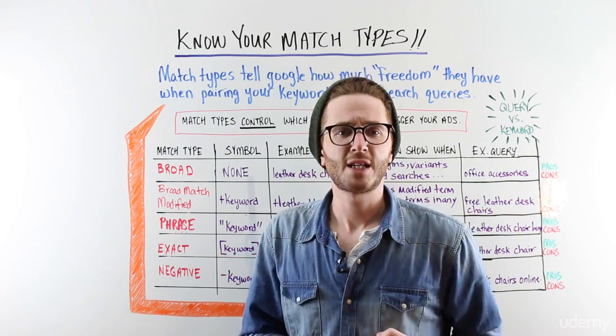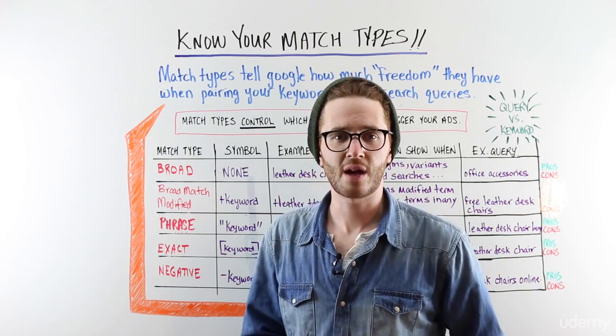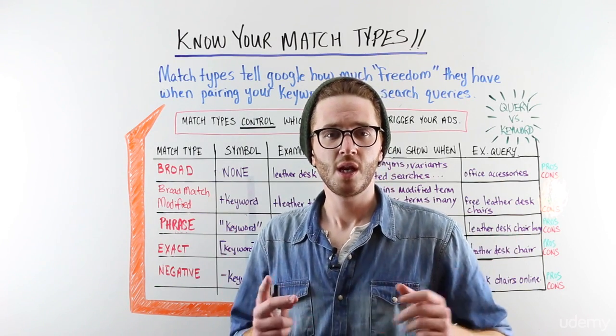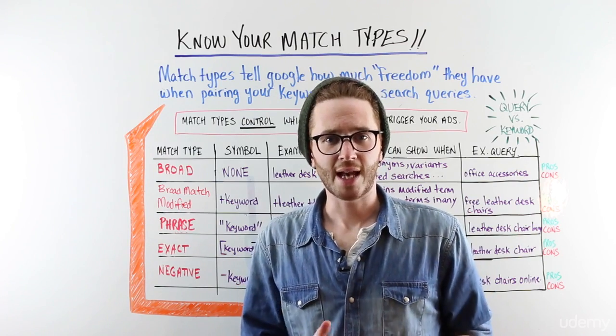So we have broad match is no symbol. Broad match modified is the plus sign. Phrase match is the parentheses. Bracket is for exact match, and the minus sign for negative.